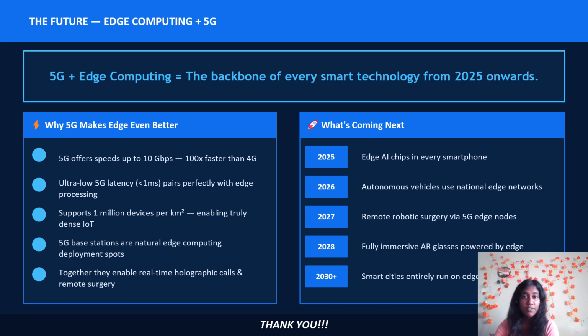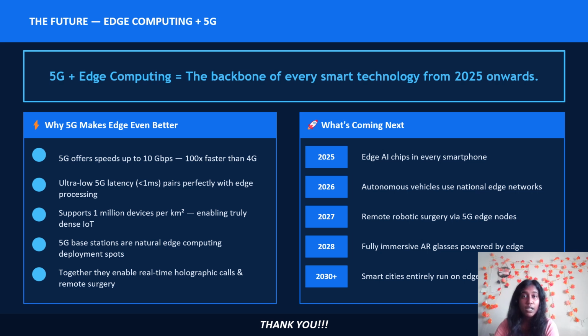In 2025, edge AI chips were embedded in smartphones. Your phone processes AI tasks locally and there's no cloud needed. In 2026, autonomous vehicles use national edge networks to coordinate with each other in real time. Also in 2026, which is coming up, we will see remote robotic surgery via 5G edge nodes: a surgeon in Chennai operating on a patient in a village 500 kilometers away with zero perceptible delay.